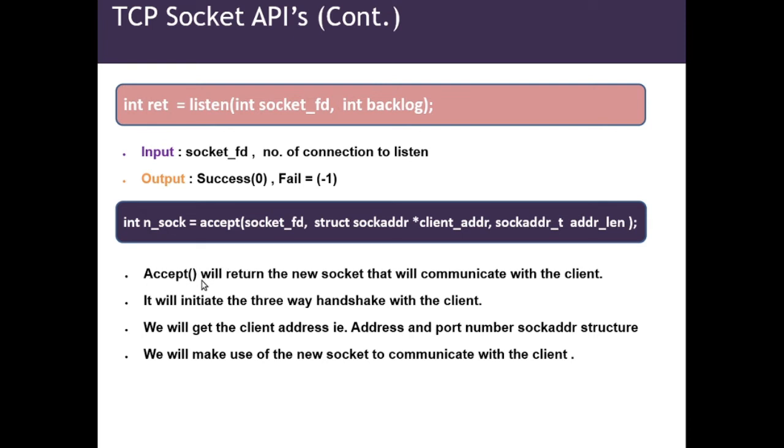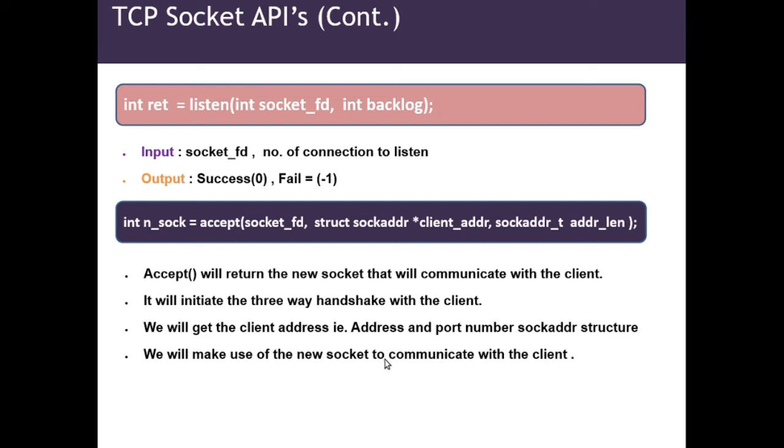If we have this accept, we return the new socket that will communicate with a particular client. So if we have 10 clients, then it will create 10 new sockets that will connect with those particular clients. It will initiate the three-way handshake with the client. The three-way handshake is used between the server and client for TCP connection only. It is a SYN and ACK communication to establish a connection, and after that they can send or receive the data. We'll get the client address, that is address and port, in the socket structure. We'll have a different value for this structure for each client. So we'll make use of a new socket to communicate with the client.